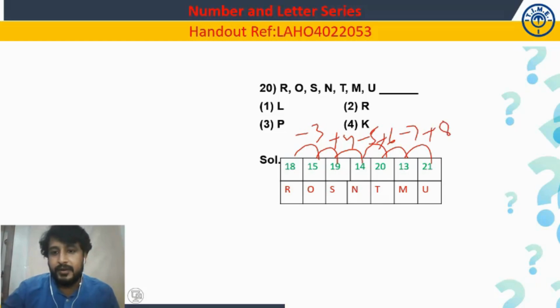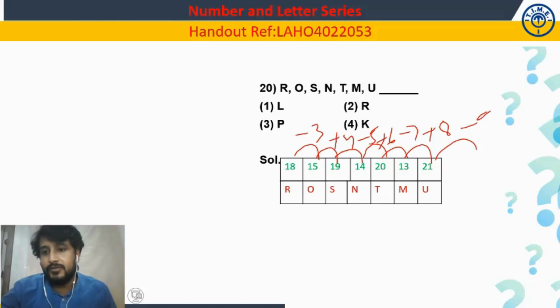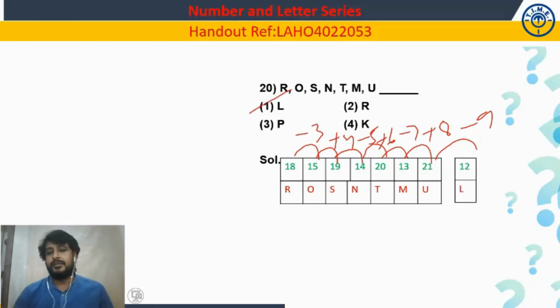Now observe the pattern. Very simple, right? Minus 3 plus 4 minus 5 plus 6 minus 7 plus 8. So what should be next? Minus 9. Consecutive natural numbers. 3, 4, 5, 6, 7, 8 are consecutive natural numbers. So 21 minus 9. 21 minus 9 is how much? 12. So which letter's place value is 12? L. Choice 4. My answer is 1.